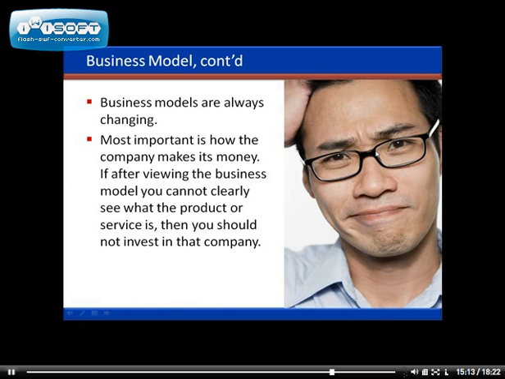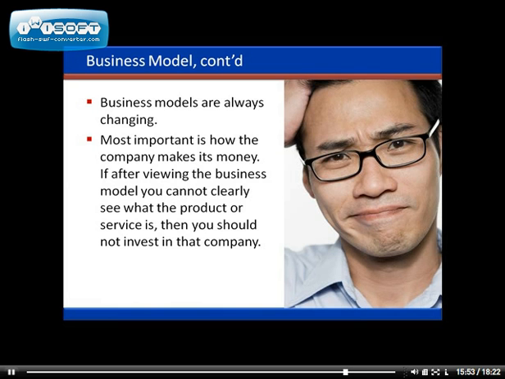Especially, we talked about the emergence of the internet and how that changed the way that media companies operate. The most important thing that you want to find out by looking at a business model is how the company makes its money. If after viewing the business model you cannot clearly see what the product or service is, then you should not waste your time with that particular company. I got that from Warren Buffett. Warren Buffett basically says if he can't understand what the business is and how it makes his money, he doesn't fool with it. He has to understand how the business works.